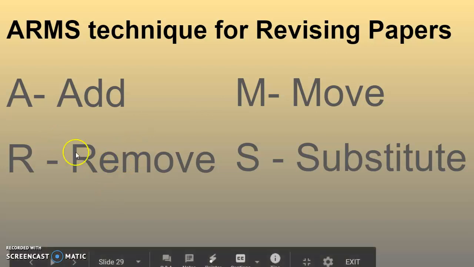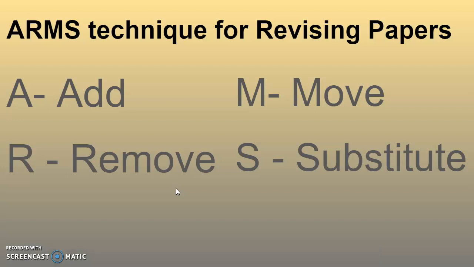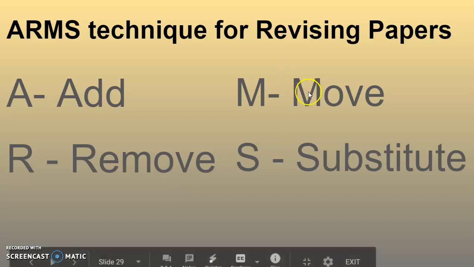A stands for if you need to add more information or more words to make your writing clear. R, remove, means to take things out that are unnecessary or confusing. M, move, that means that maybe some information is in the wrong space. And S, substitute, are there better words or a different way to say that information more clearly?